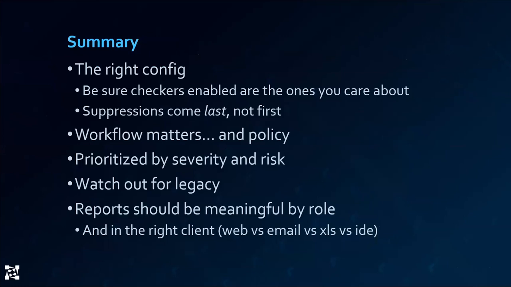So in summary, get the right config. Make sure the checkers enabled are the ones you care about. Suppression or deviation comes last. Triage comes last, not first. Workflow and policy are both super important to getting this right. And prioritizing based on severity and risk is going to help you reduce that. We saw in Brian's case, he was able to trim 95% of the violations before a human had to get involved. Watch out for legacy code and make sure that you're dealing with it.